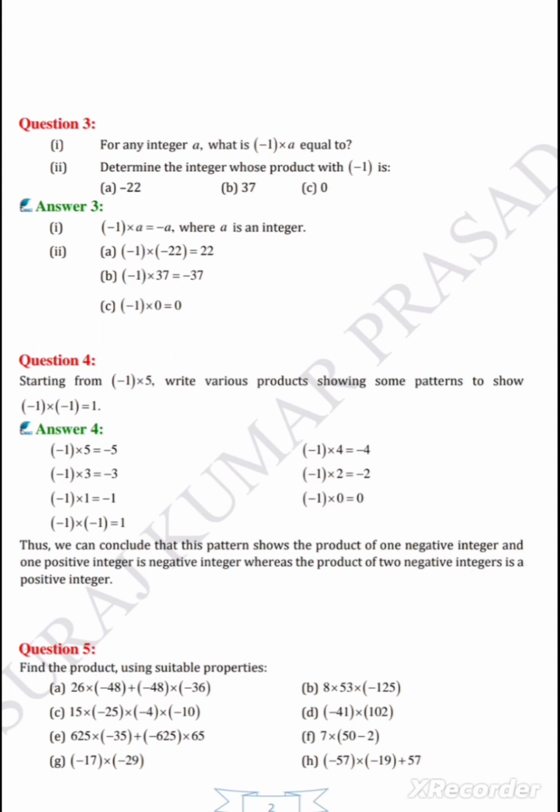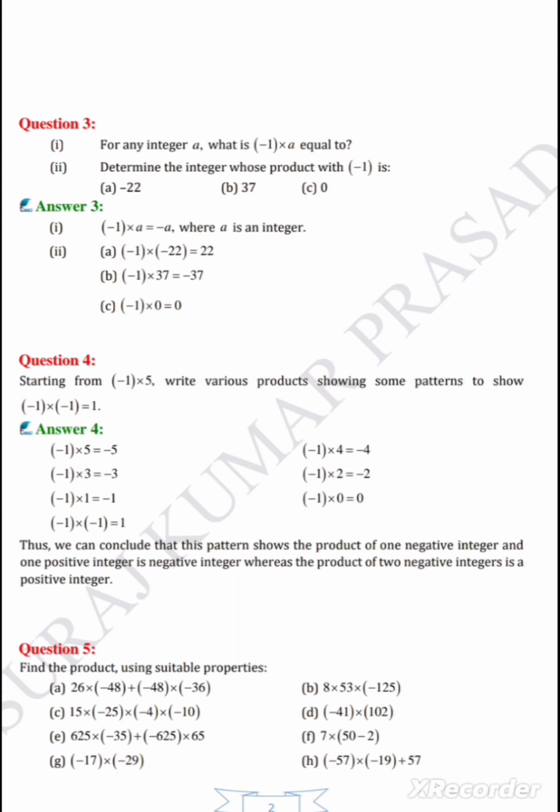And next, question number 3. First one, for any integer a, what is minus 1 into a equal to? As given on the screen, we can know that minus 1 into a. As a is a positive integer, minus into plus is equal to minus, and if any integer is multiplied with 1, we get the same integer. So here we get minus a, where a is an integer.